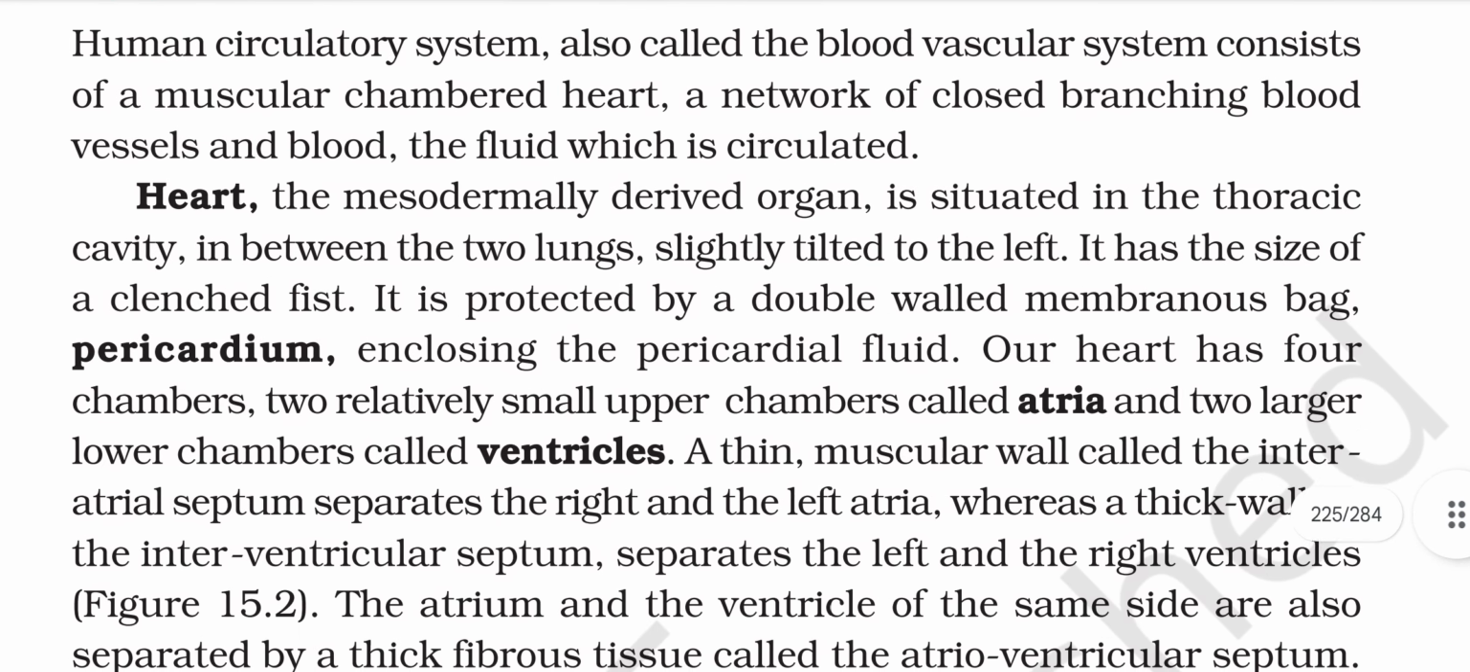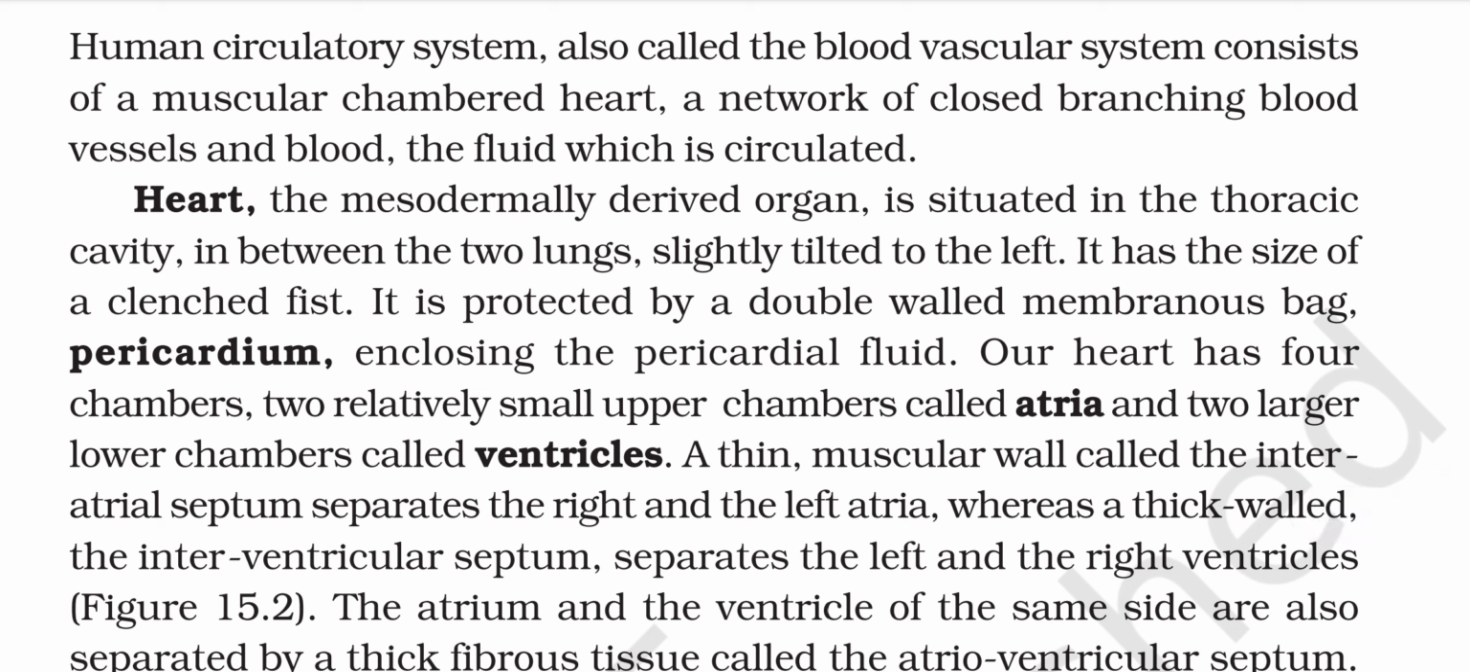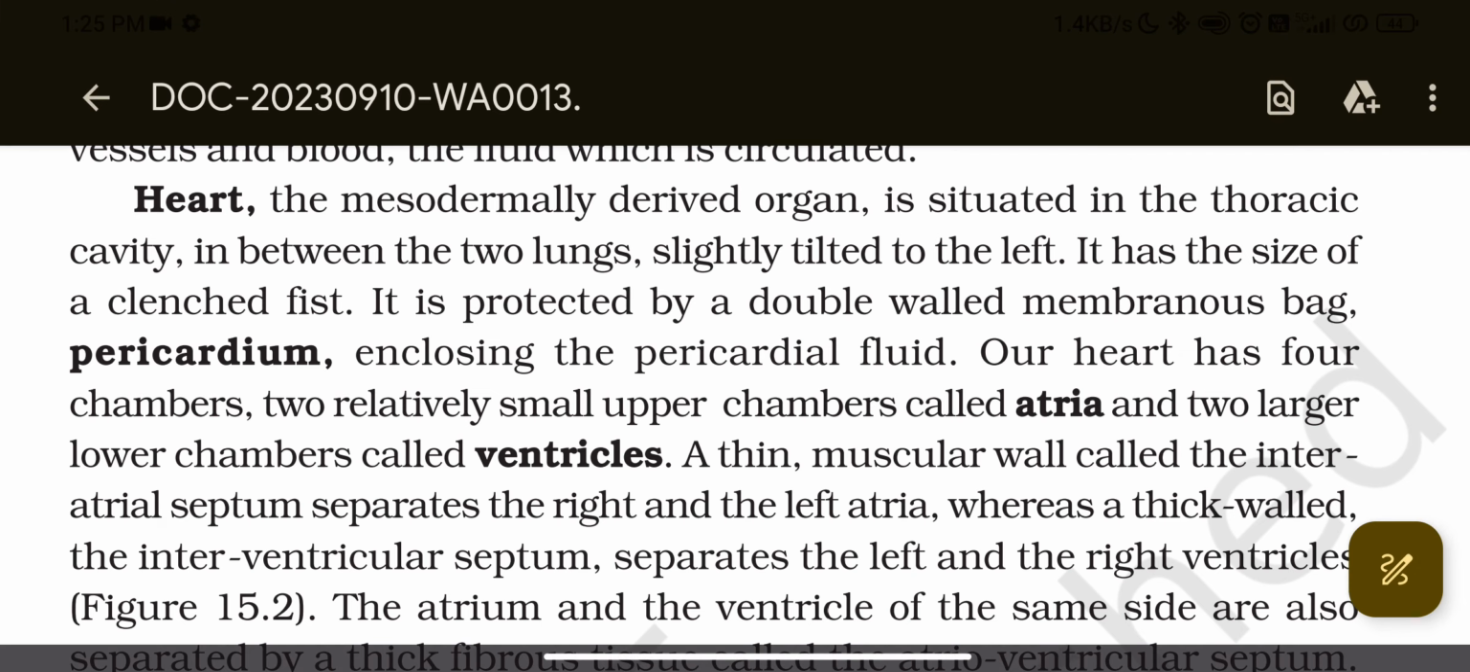The human circulatory system, also called the blood vascular system, consists of a chambered heart and a network of closed, branching blood vessels and blood, the fluid which is circulated.